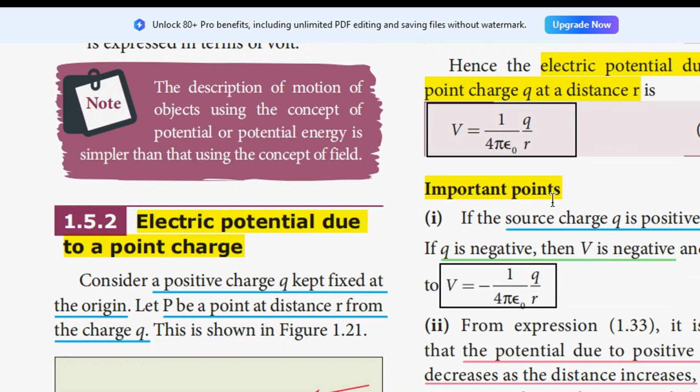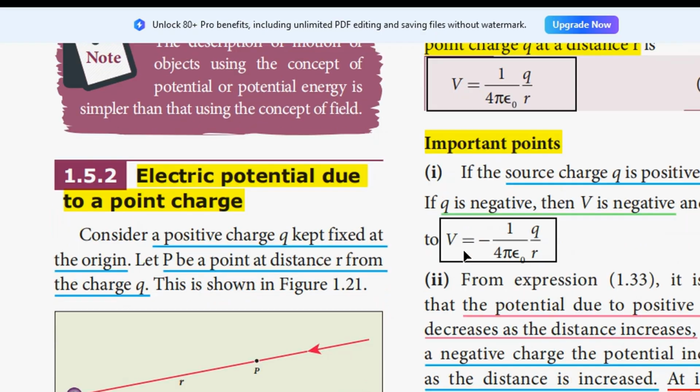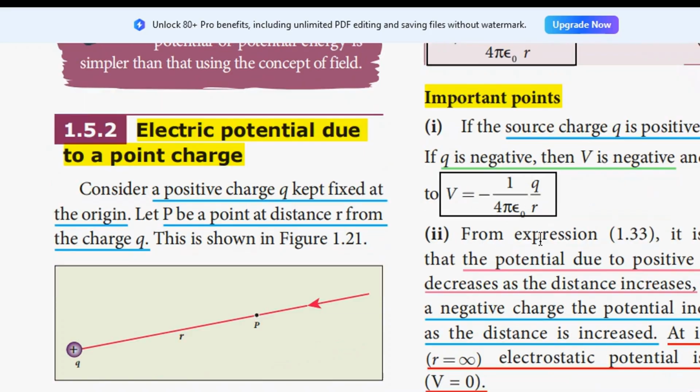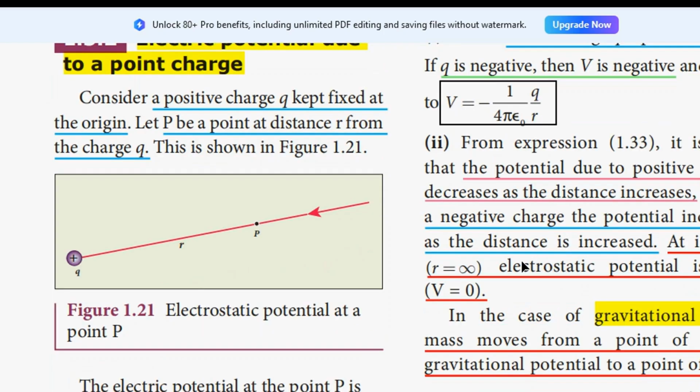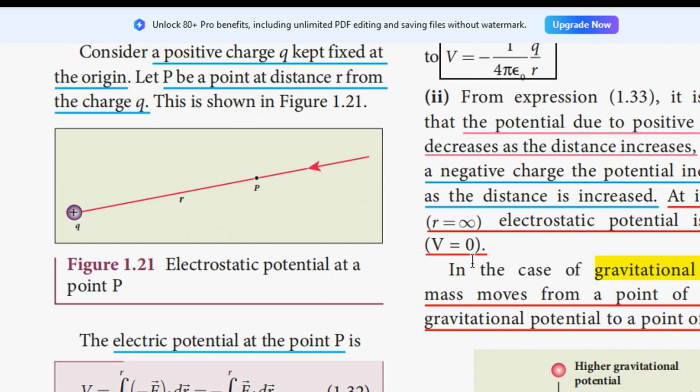Now let us see the important points. If the source charge Q is positive, then the potential V is greater than 0. And if Q is negative, V is negative, V equal to minus 1 by 4 pi epsilon naught Q by r. And the second point is, from expression 1.33, the potential due to a positive charge decreases as the distance increases, but for a negative charge, the potential increases as the distance is increased. At infinity, that means r is equal to infinity, the electrostatic potential is 0. That means V equal to 0.